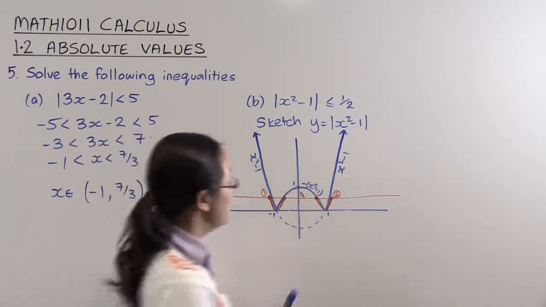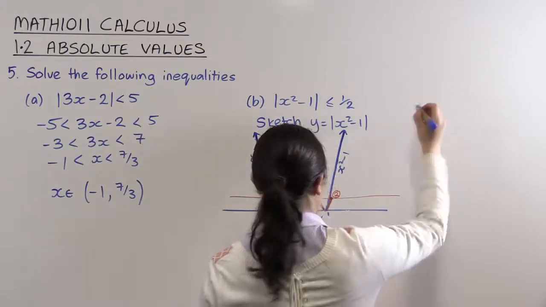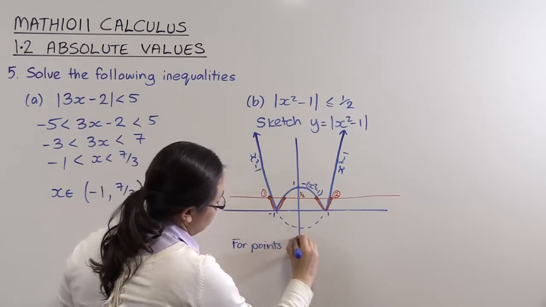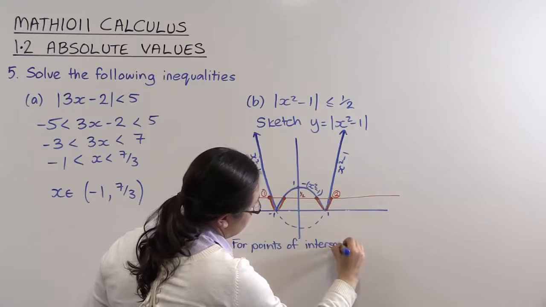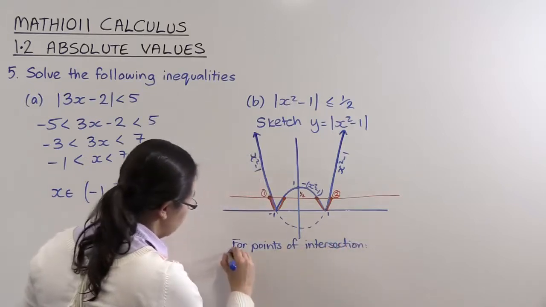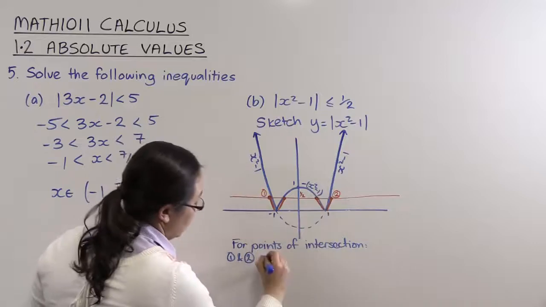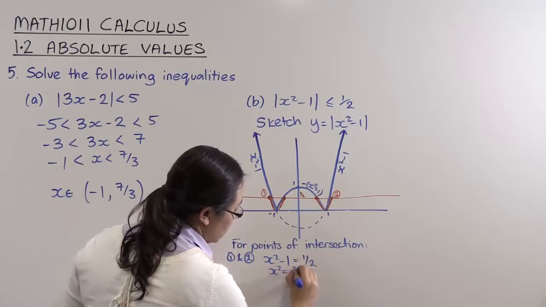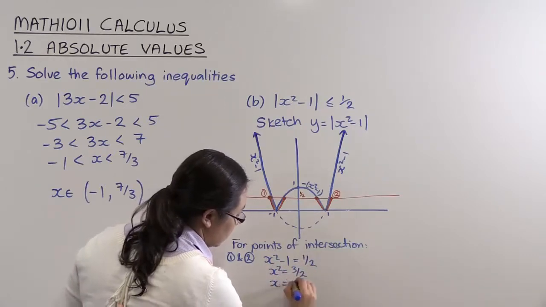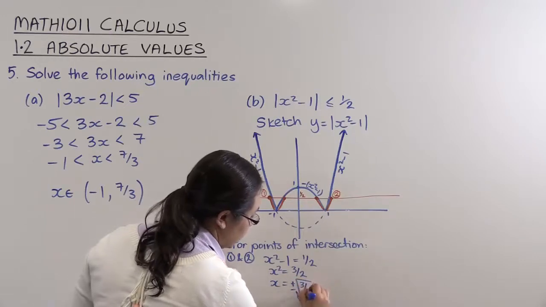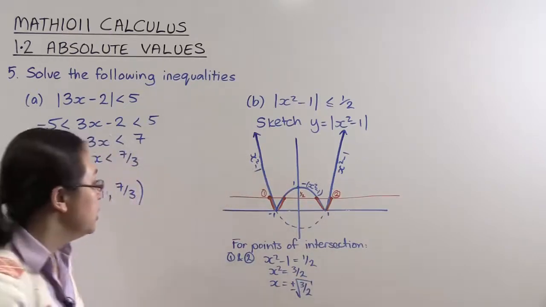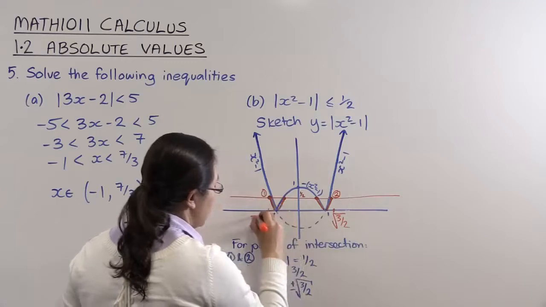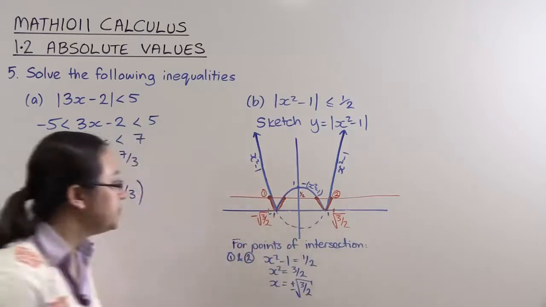Okay, so for 1 and 2, actually let's do it down here. So for points of intersection, now, if we're solving for these ones, we're solving x squared minus 1 is equal to a half. So x squared must equal 1 and a half, or 3 on 2. So x must be the positive or negative square root of 3 on 2. So that's these x-intercepts here. Positive square root of 3 on 2 and the negative square root of 3 on 2.